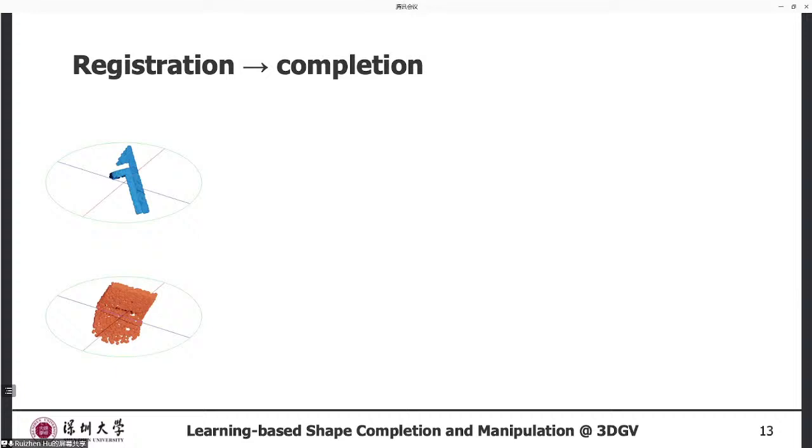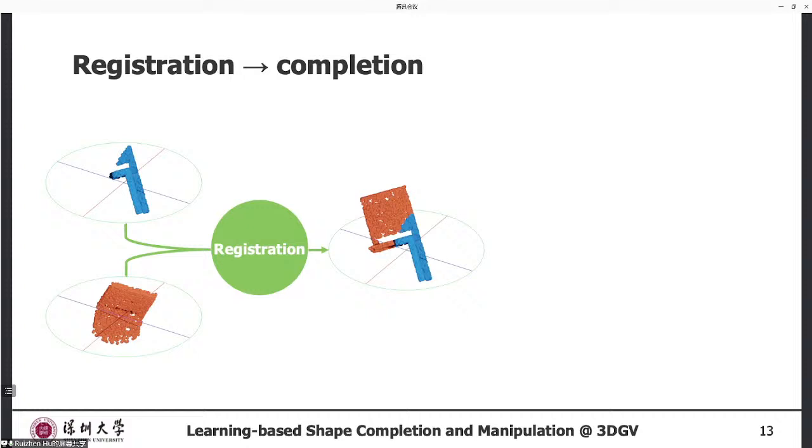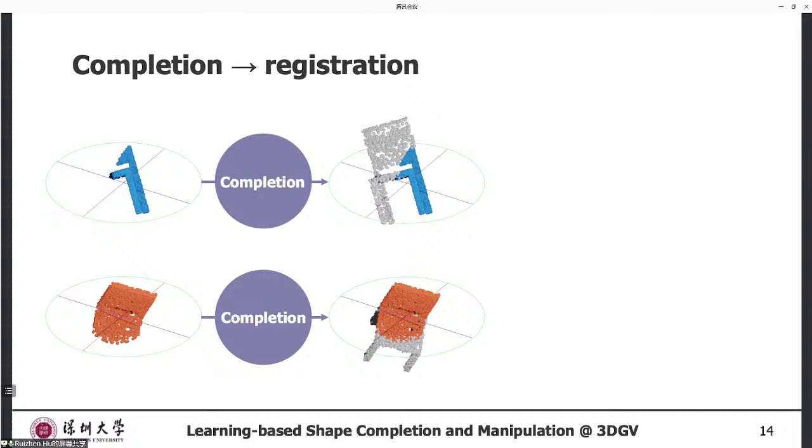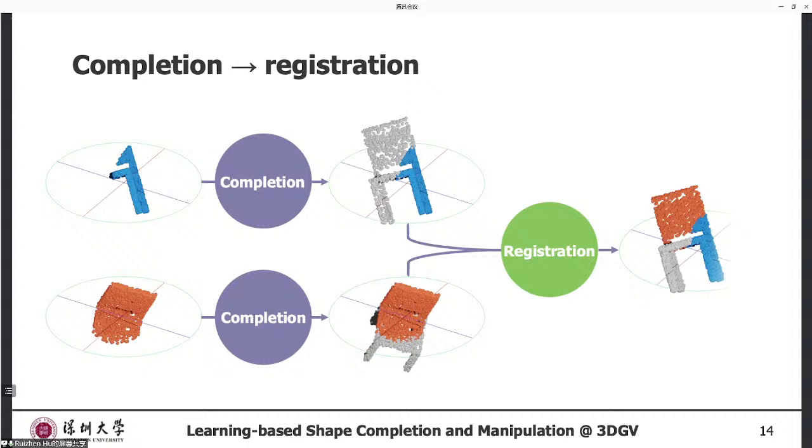One way here is to register those two partial scans first, and then complete them. However, as mentioned earlier, this registration is very difficult when there is no overlap between the input shapes. The other way is to first complete those two shapes respectively and then register them. The difficulty of registration becomes largely reduced in this case. However, the completion is challenging since each partial scan only covers a small portion of the shape.